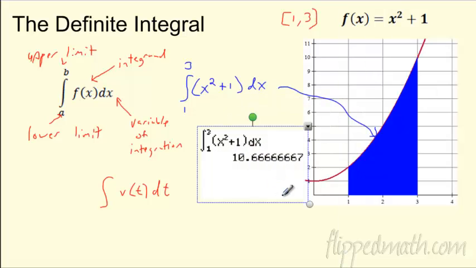So we could have sat there and drawn 100 rectangles, and we would get closer and closer and closer to this number. This is the number. This is the actual answer. This is the area under the curve.